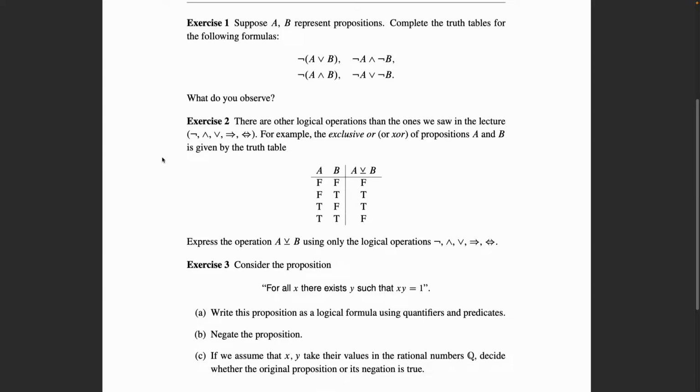Number 2 introduces another logical operation, the so-called exclusive OR, which is denoted by this symbol, and the truth table is given as stated here. So the logical operations we got to know in the video are not the only ones that exist, there are more. And your task here is to express these XOR operations using one or more of our logical operators from the video.